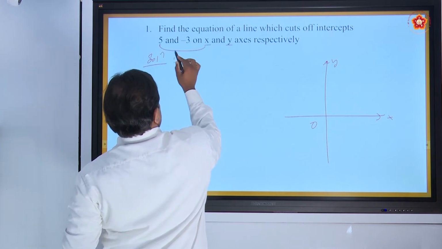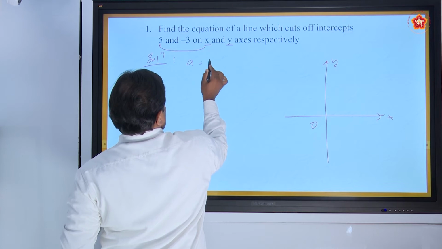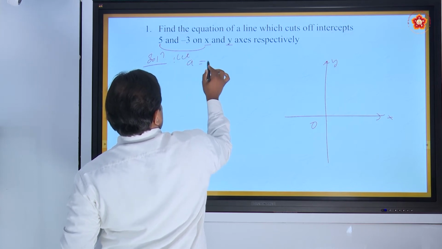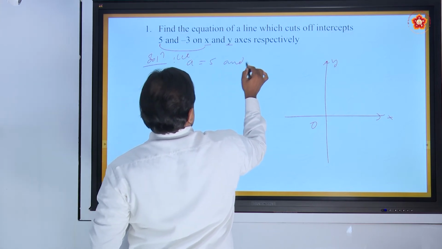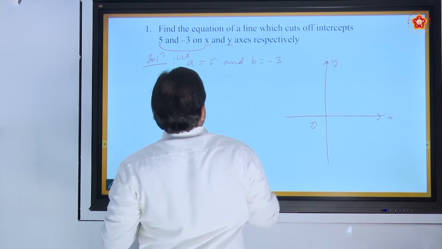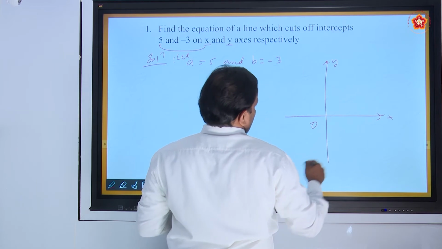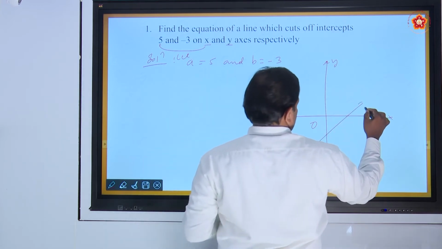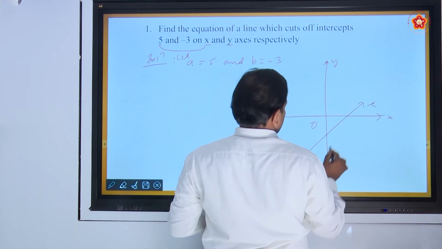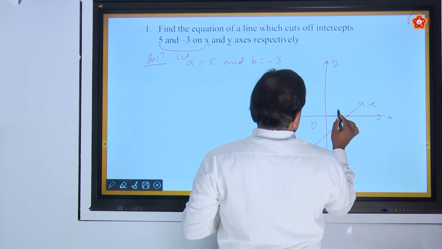The x intercept is a equal to 5 and the y intercept b is -3. See, x is positive here, so the x intercept is positive, and the y intercept is negative. I think the line looks like this, line L. This is how much? Given 5. This is how much? Given -3.